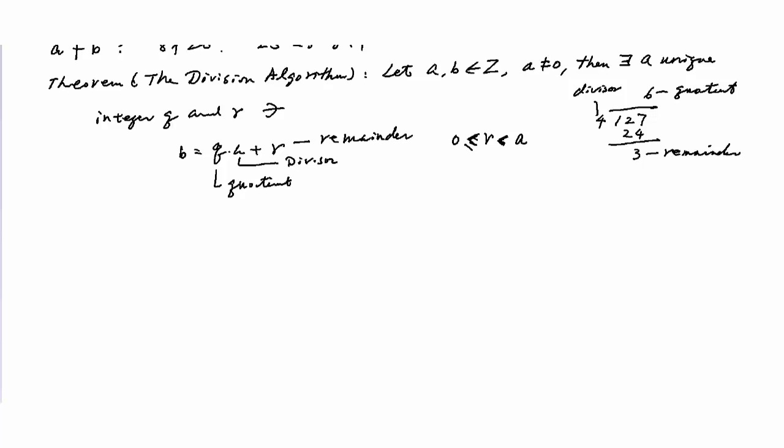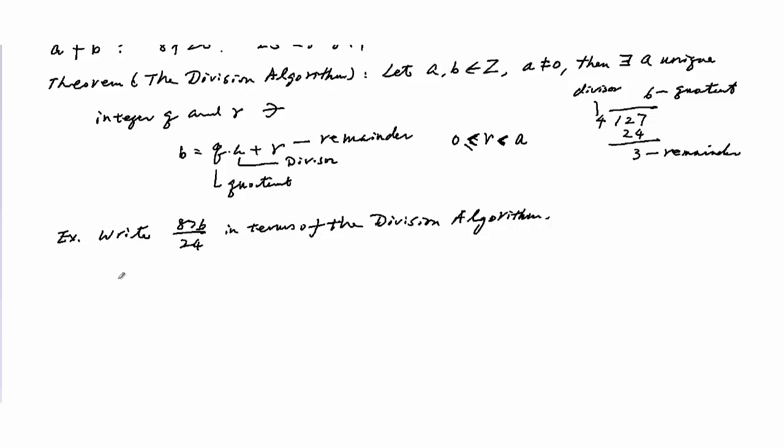Now let's look at an example to write 876 over 24 in terms of the division algorithm. Well, this is an easy exercise, and kids in elementary school probably know how to do it, but we just want to review and then give you another further question.